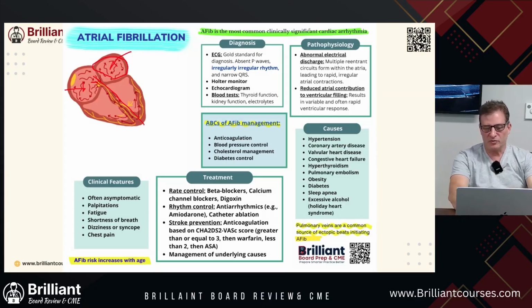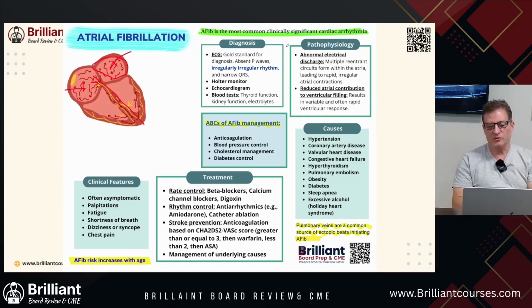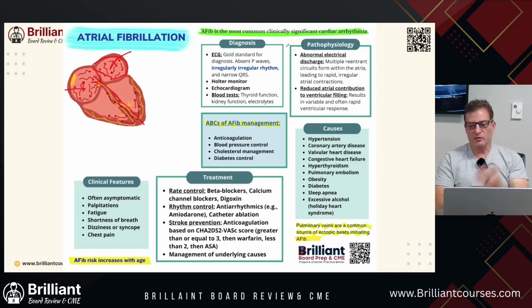Now, what are some symptoms we can talk about? Palpitations. They're going to have a weird feeling, of course, because their heart's beating irregularly. They can have fatigue, shortness of breath, dizziness, or syncope because the heart is getting irregular output, and chest pain. Atrial fibrillation risk increases with age. What's the treatment? Rate control with beta blockers, calcium channel blockers, and digoxin. Rhythm control, antiarrhythmics can be used. Catheter ablation, this is where it's going to increase, and we're going to talk about why. Stroke prevention: need anticoagulation based on the CHA2DS2 score, 2 or more for men, 3 or more for women, but basically we'll say 2.